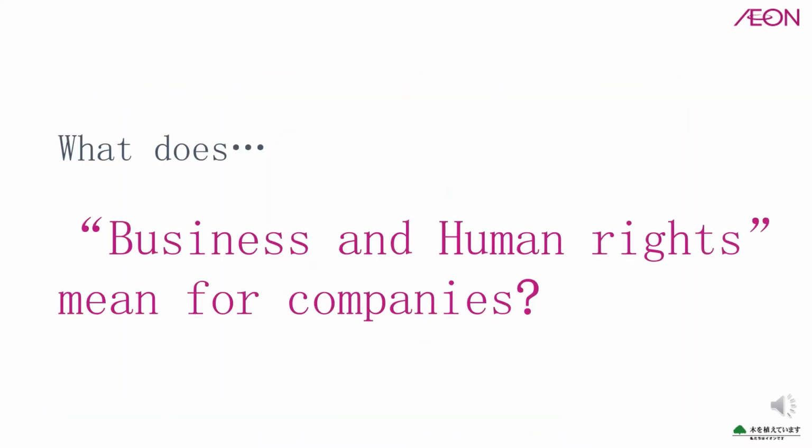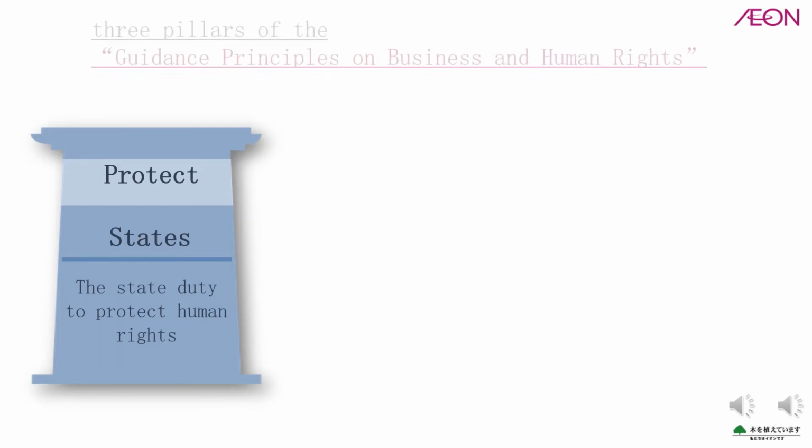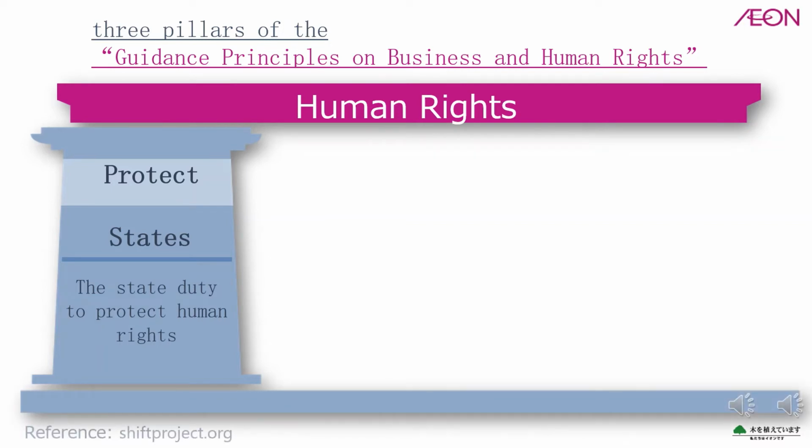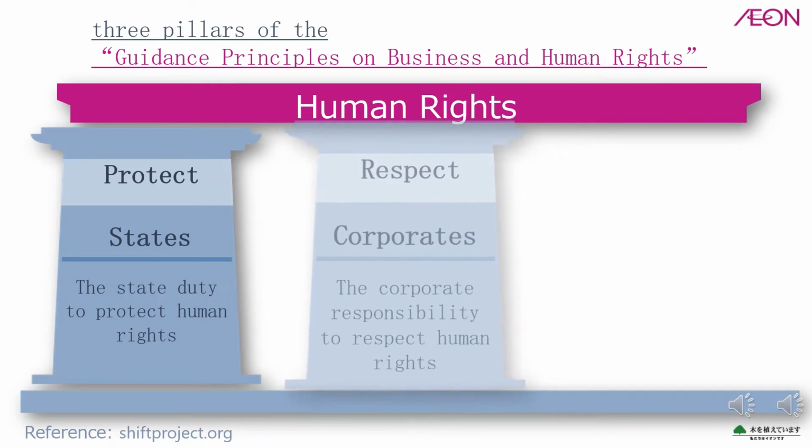Companies are engaged with employees, business partners, raw material producers, local residents, and so on through their business activities. Therefore, it can be said businesses directly or indirectly affect human rights. In 2011, the United Nations Human Rights Council approved the guiding principles on business and human rights. It endorses implementing the United Nations Protect, Respect, and Remedy framework to states and enterprises.